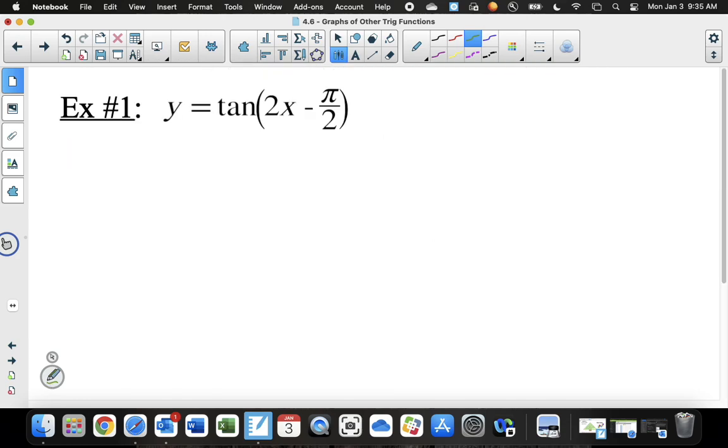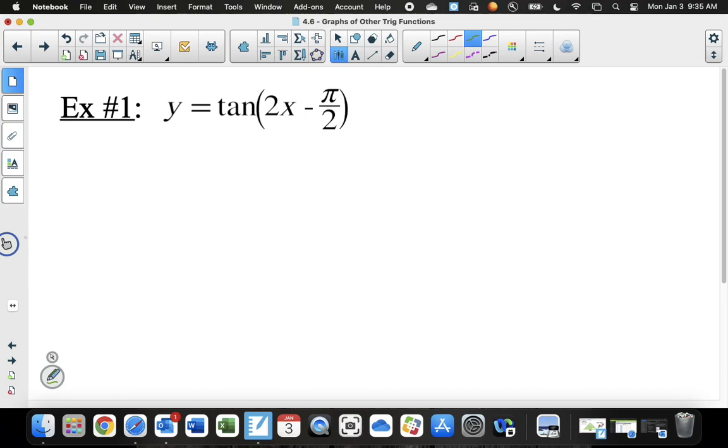Let's go into the actual example here. Let's graph this tangent function. I think you're going to find out, by the way, that tangent and cotangent aren't that bad in terms of graphing, because there's not a lot that you have to do, and most of it's a sketch. I would say they're definitely easier than sine and cosine. Okay? All right, let's take a look.